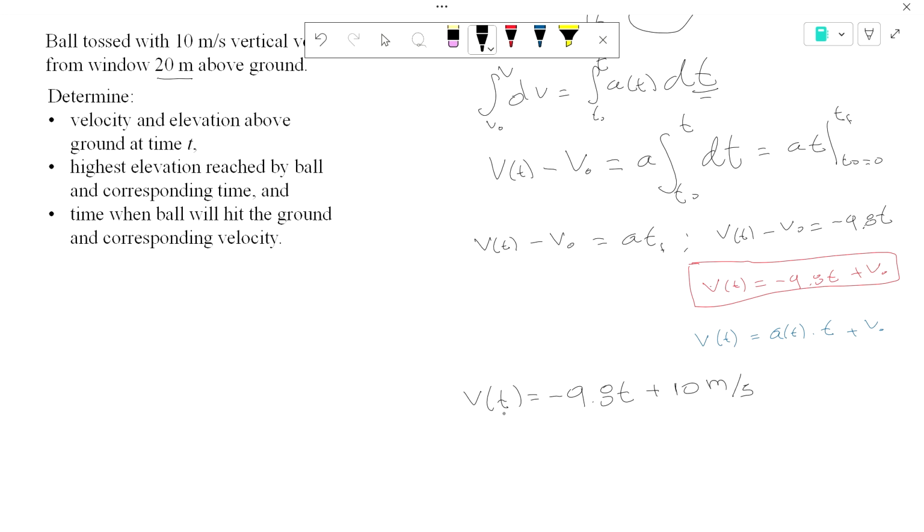And this will definitely work out because this negative 9.8 has units of meters per second squared, and time is in seconds, so meters per second and meters per second. This will have units of meters per second. So this is correct. Okay? All right, so this is one of the equations that we're going to need.